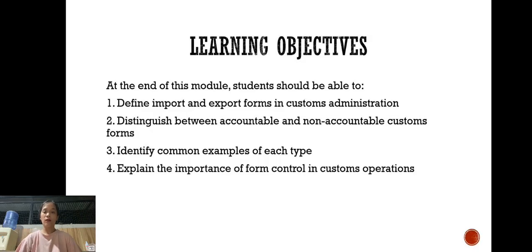By the end of this discussion, we aim to achieve four main goals. First, define what import and export forms are in the context of customs administration. Second, learn how to distinguish between accountable and non-accountable forms. Third, identify common examples of each type. And finally, understand why form control is so vital in our customs operation.